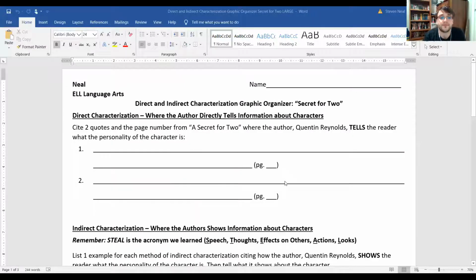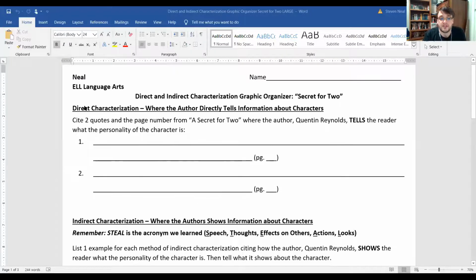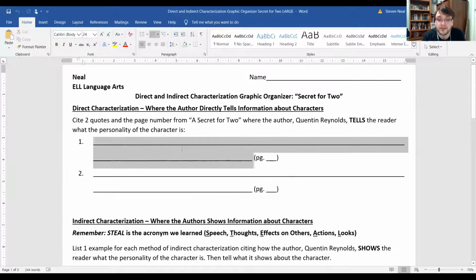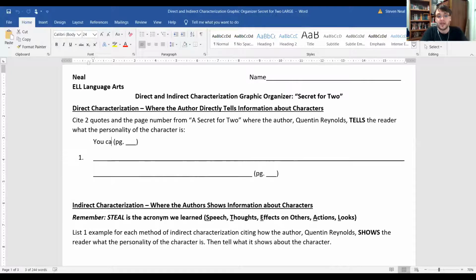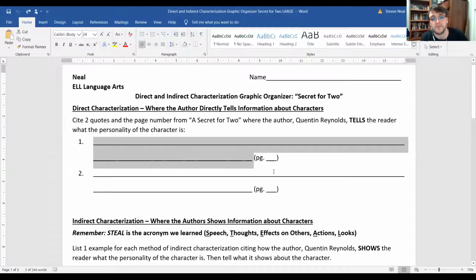Here's the assignment. For this, you have two sections. You have a section on direct characterization, and you have a section on indirect characterization. For this, you will need to cite or write down 2 quotes and the page number from A Secret for Two, where the author tells the reader what the personality of the character is. You'll type in the quote. If you're typing on the computer, just delete this line and you can type the quote here. And then you put in the page number.